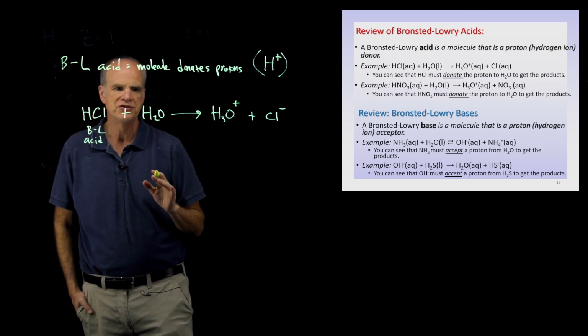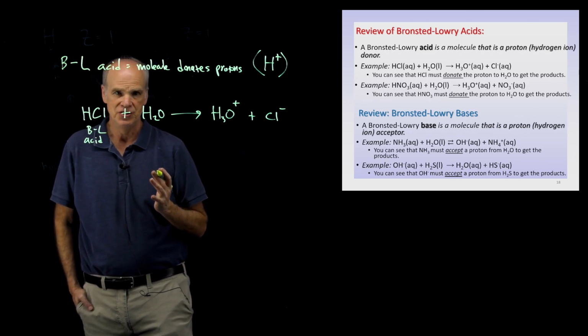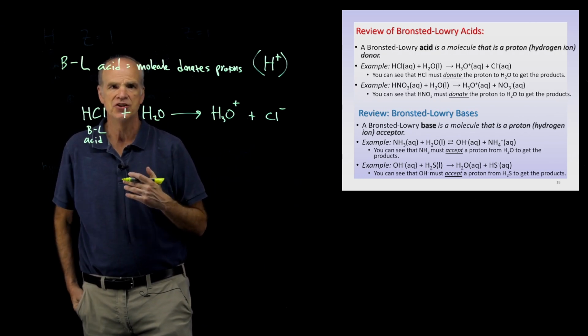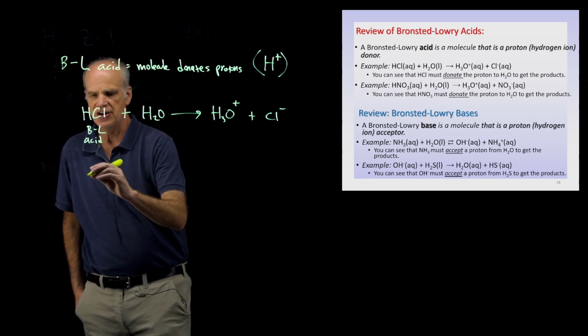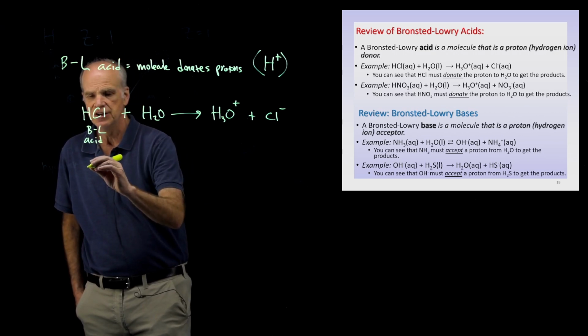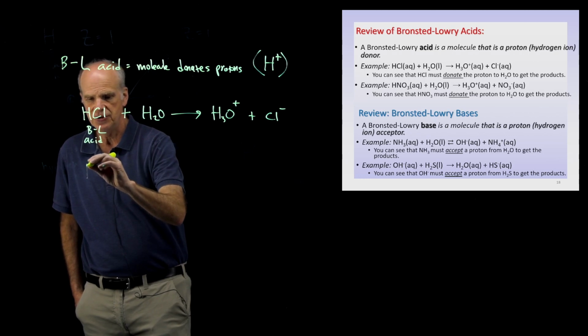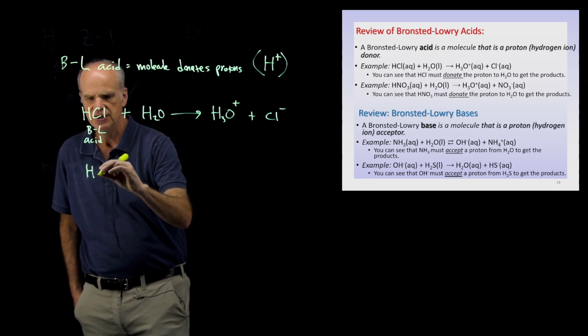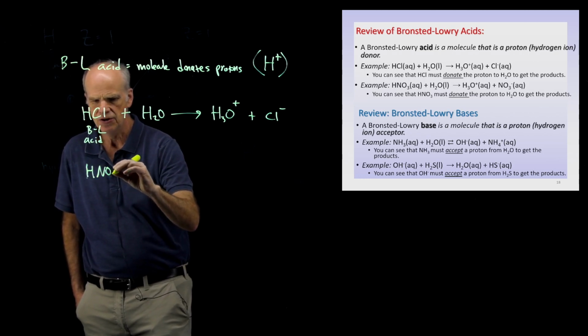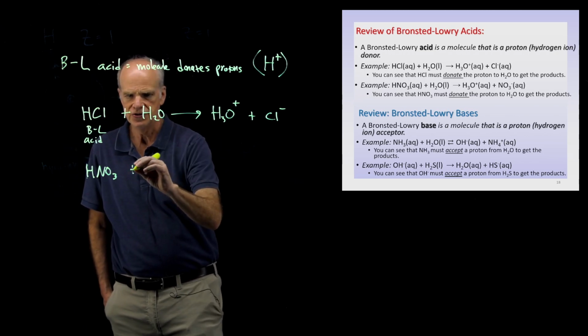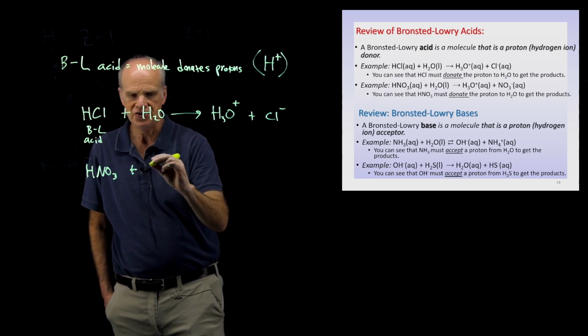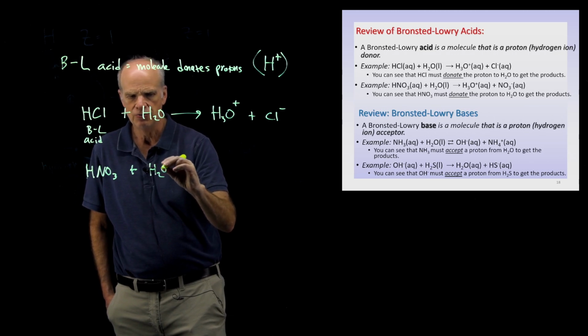So just to note that there are a lot of other acids that are Bronsted-Lowry acids because they can donate protons to other molecules. Another example of a Bronsted-Lowry acid is something called nitric acid. The formula for nitric acid is HNO3. And so this can be dissolved in water. So HNO3 is the acid, and there is the water.